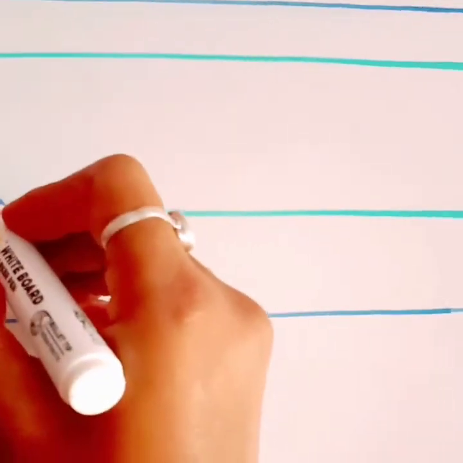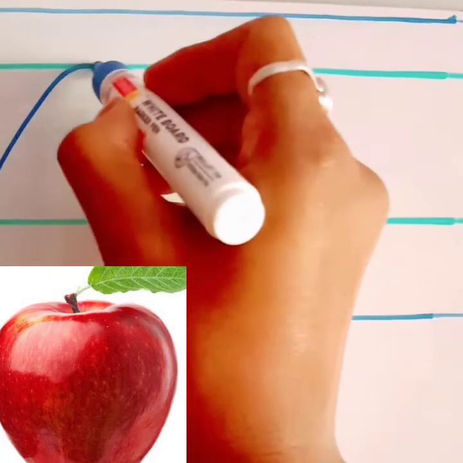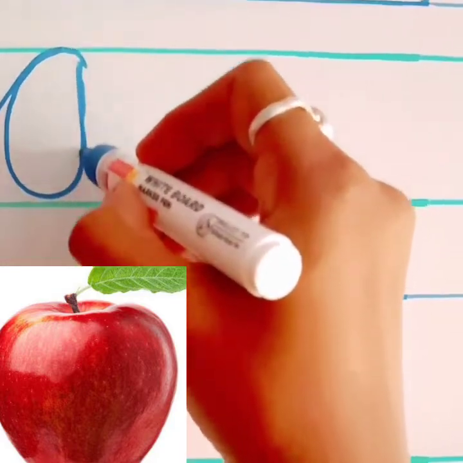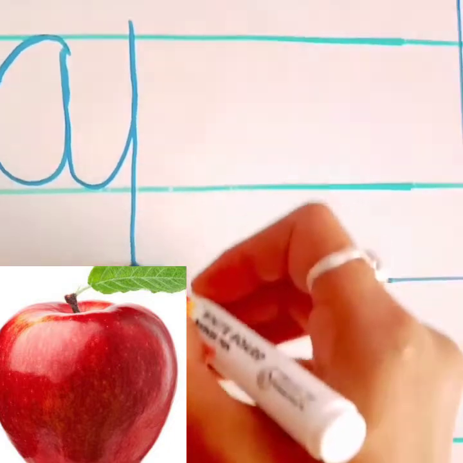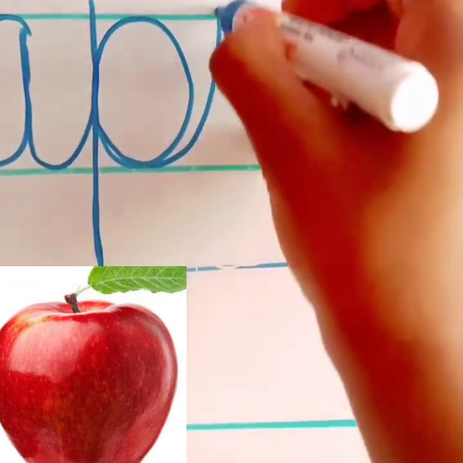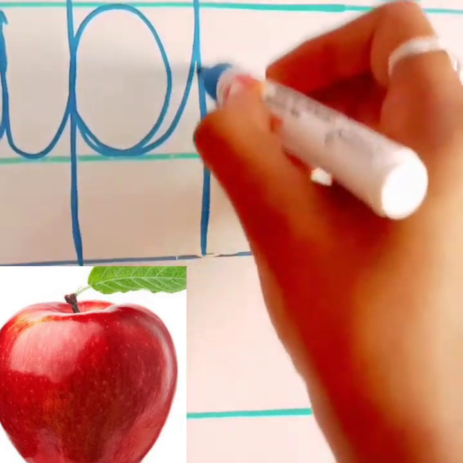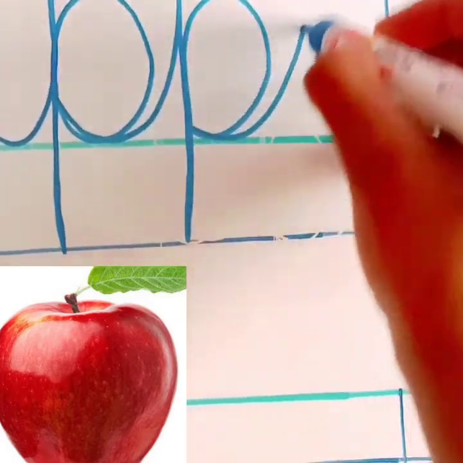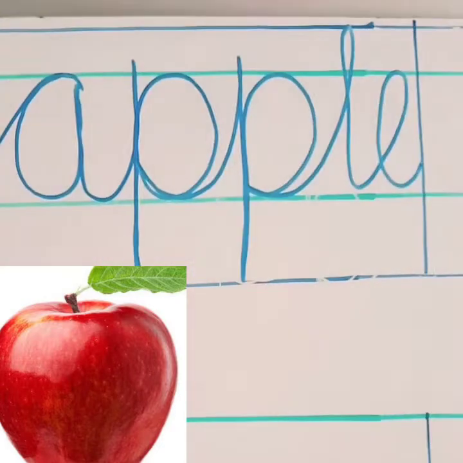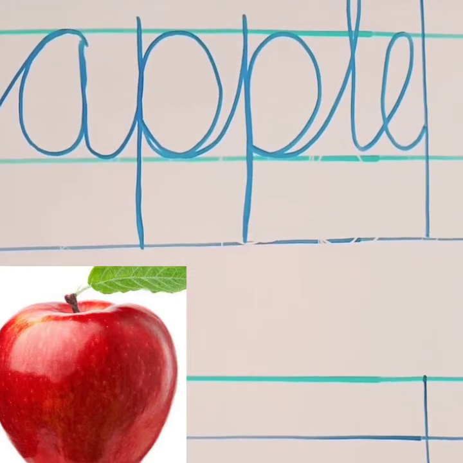Okay. First, let's write A for apple. A. P. P. L. E. Apple.